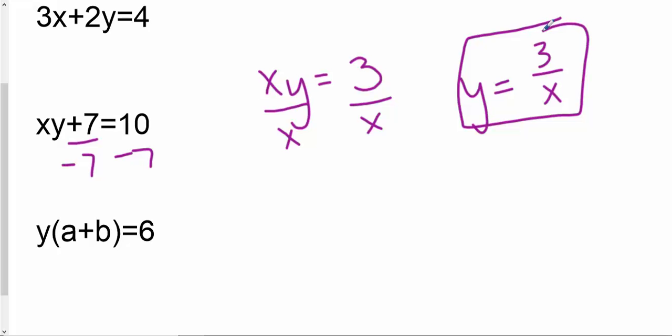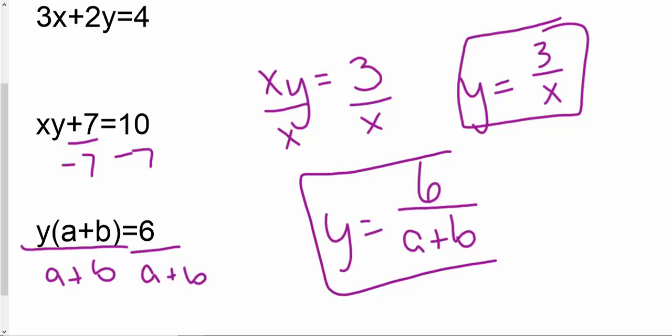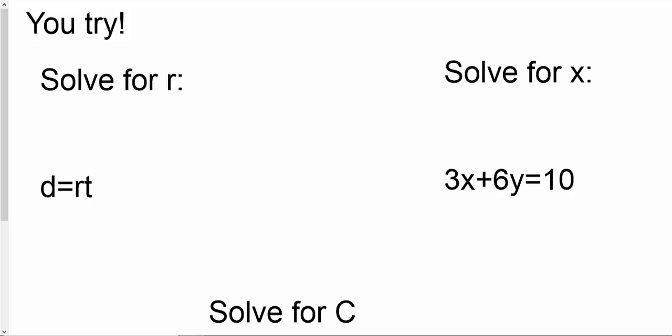On this third one, you may be tempted to distribute the y, but then you realize, wait a minute, I'm solving for y. Why would I want to distribute it? Instead, just divide by everything it's multiplied by. We're going to divide both sides by a plus b. So y is equal to 6 over a plus b. And there you go. That was a one-stepper. Definitely doesn't look like a one-stepper, but it is.